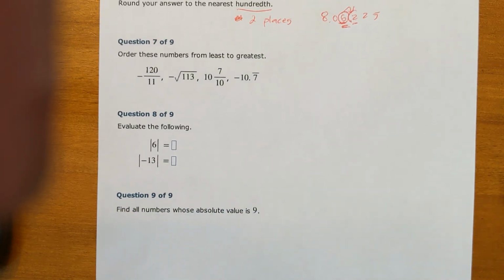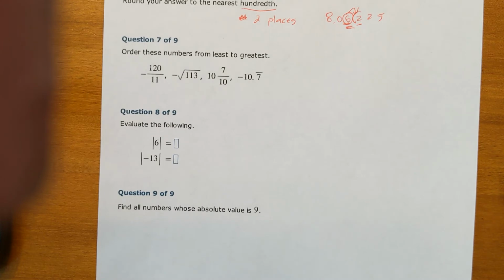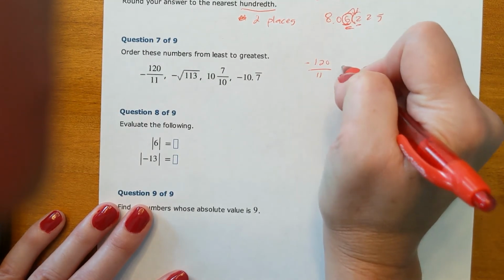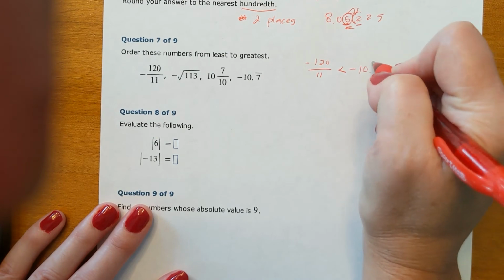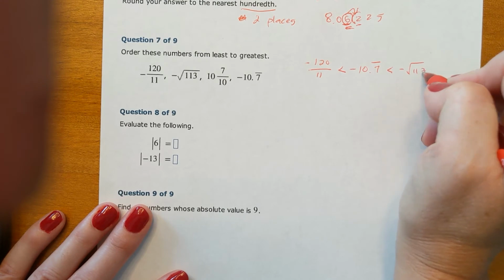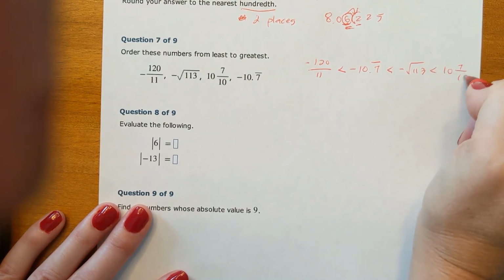Number 7. Order these numbers from least to greatest. Negative 120 over 11, negative square root of 113, 10 7/10, negative 10.7 repeating. Okay, so the answer on this should be, the smallest number, the least number, is negative 120 over 11, and then negative 10.7 repeating. The bar on top means it's repeating. And then the square root of 113, and last of all, 10 7/10.